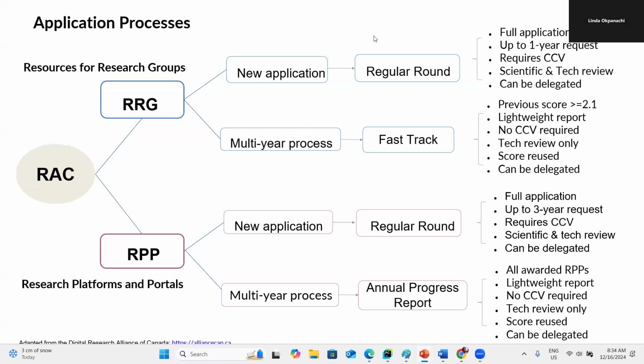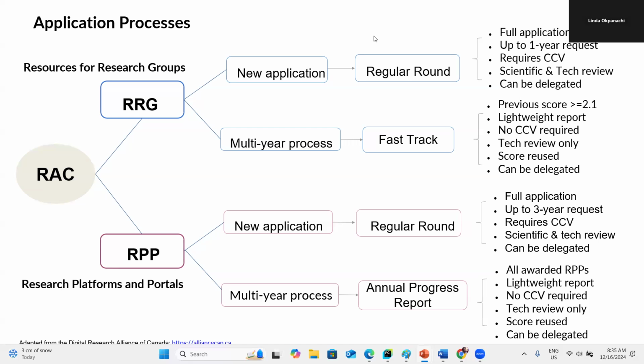However, if you're a returning applicant, there's a multi-year process, and this can be a fast track. Now, this allows you to skip the heavy lifting. Why? Because you've already proven yourself with a strong track record, right? So what you need in this process is to submit a lightweight report. This is just enough to update the reviewers on your progress, on how far you've come.